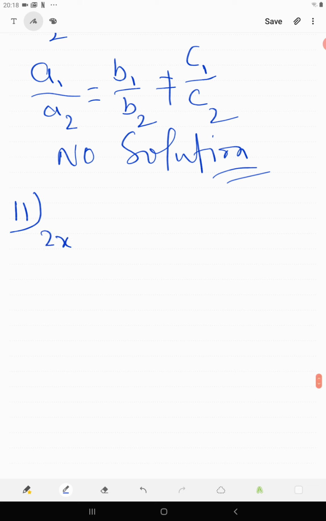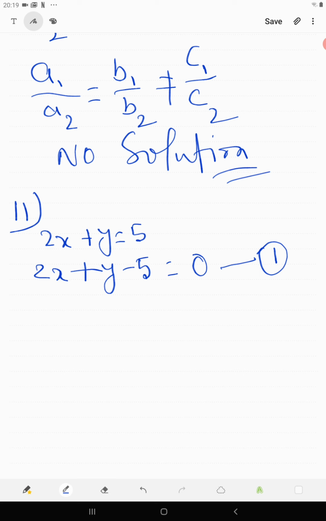Second problem, the equation is given as 2x plus y equals to 5. Okay. So we will bring it in the left side and it will be 2x plus y minus 5 equals to 0. This is our equation 1. 5 is positive in right hand side. So when we will bring it in the left hand side, it will be negative. So positive becomes negative.